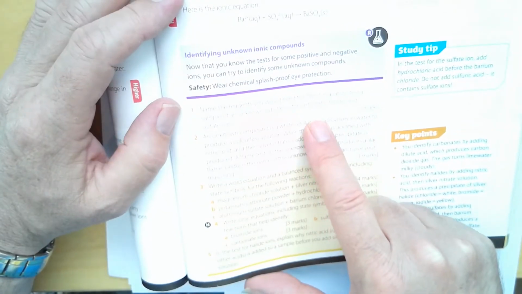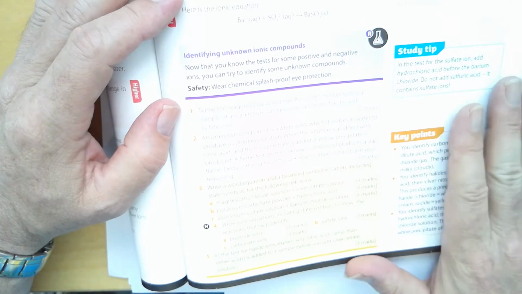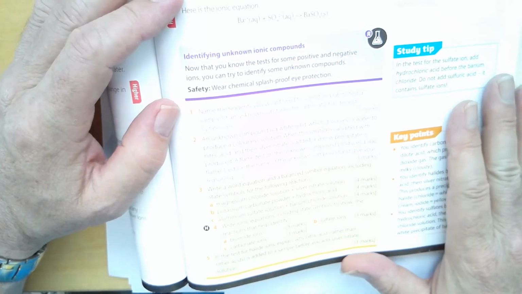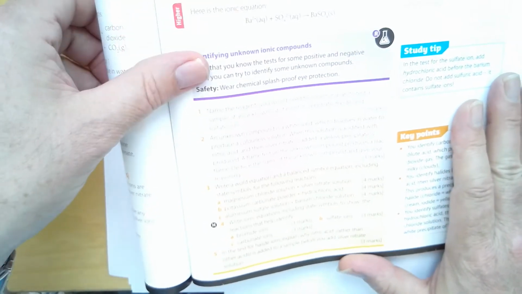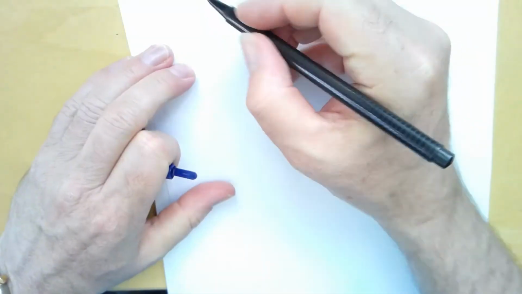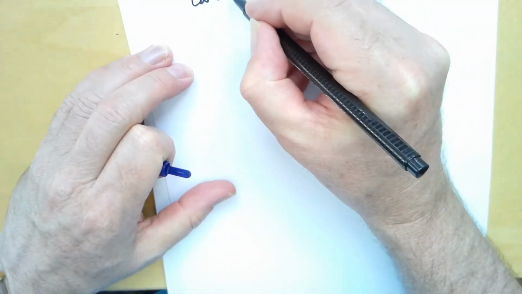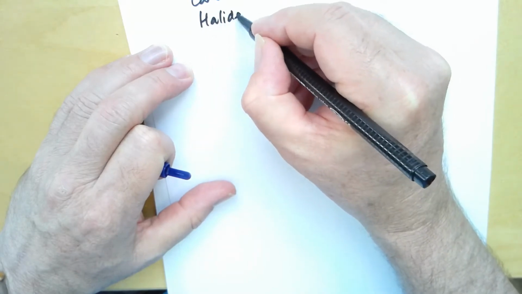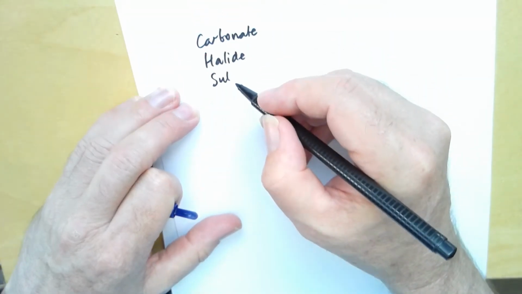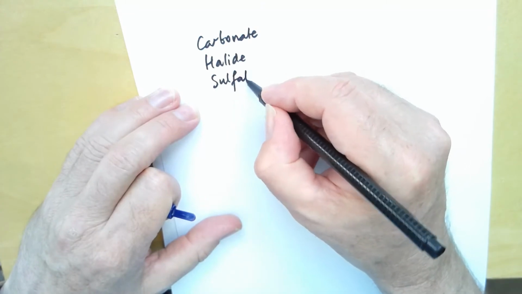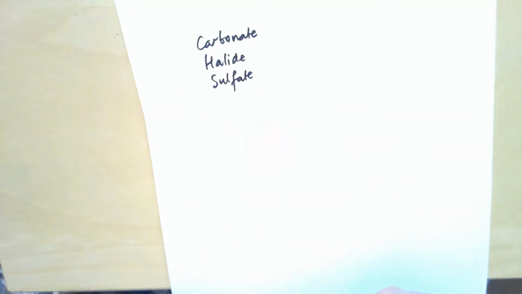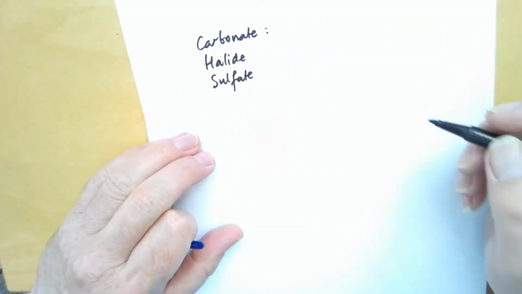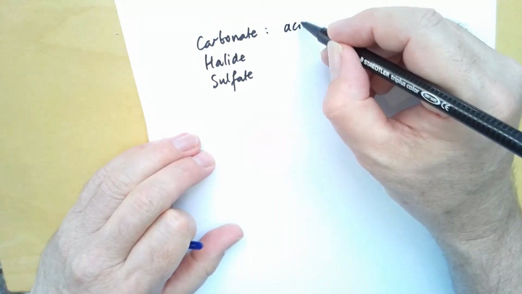Number one: name the reagents you would need to collect in the lab to test a sample of an unknown substance for carbonate, halide and sulfate ions. Okay, let's write something down here. Carbonate, halide and sulfate ions. So for carbonate, we're going to need any acid.